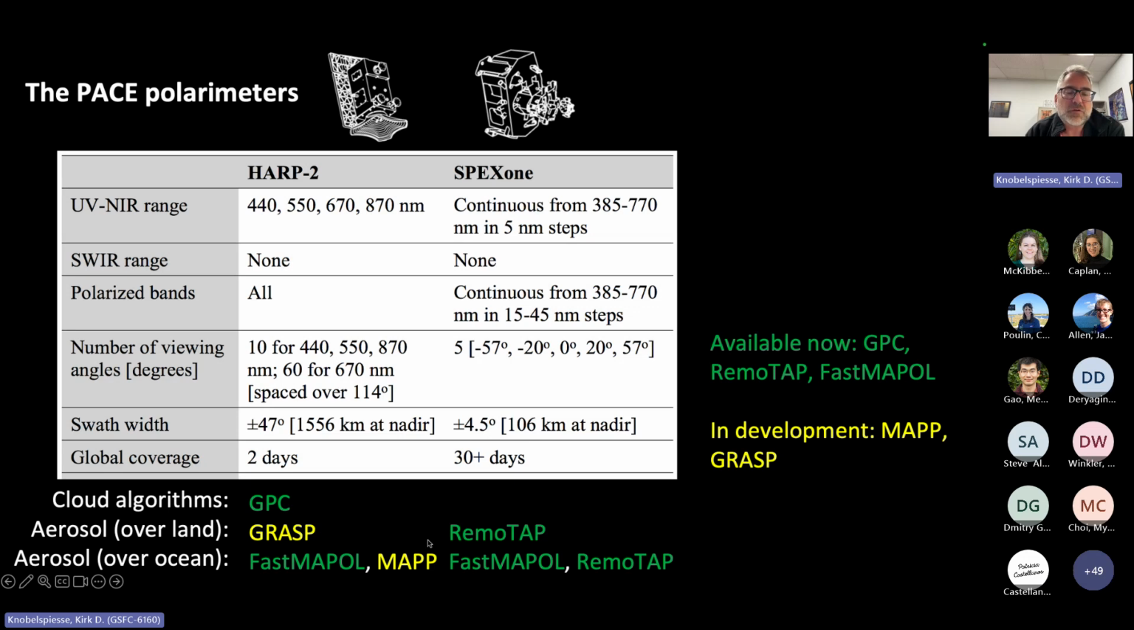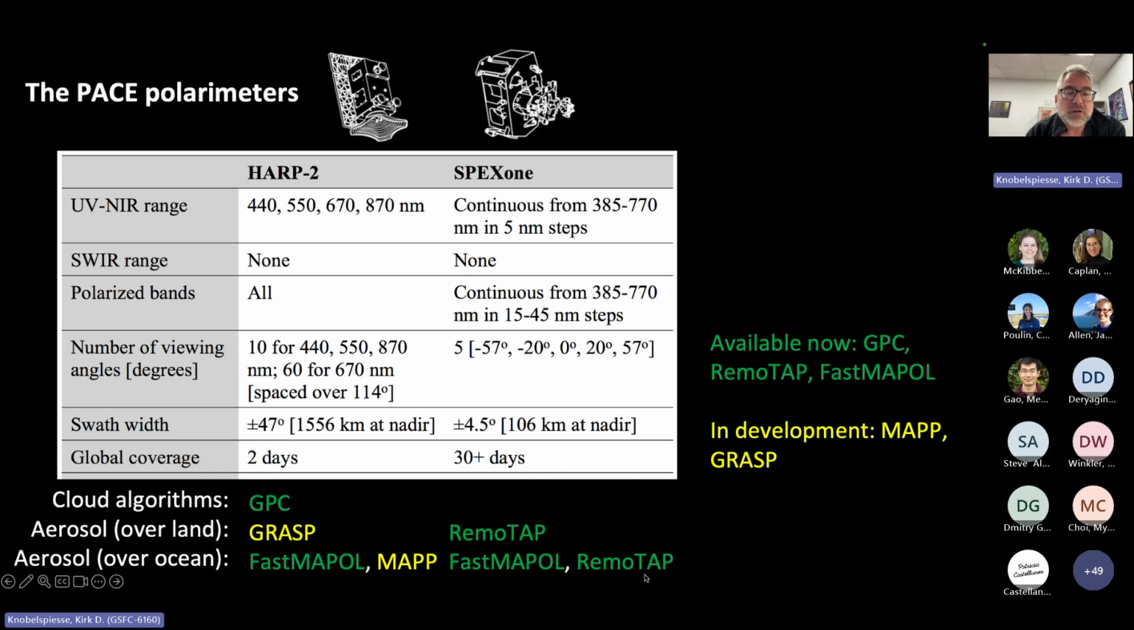For aerosols over land, RemoTap, which is one of the retrieval algorithms for SPEXone aerosols. So this is a simultaneous retrieval of both aerosol and land surface properties from RemoTap. RemoTap has been out for a couple of months now. GRASP is another algorithm we're in the works of putting into production.